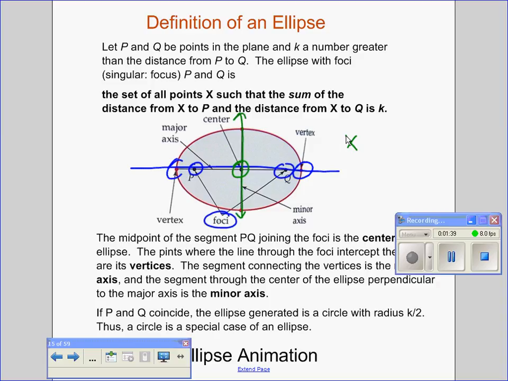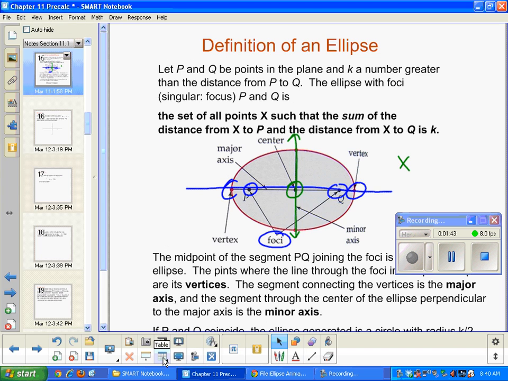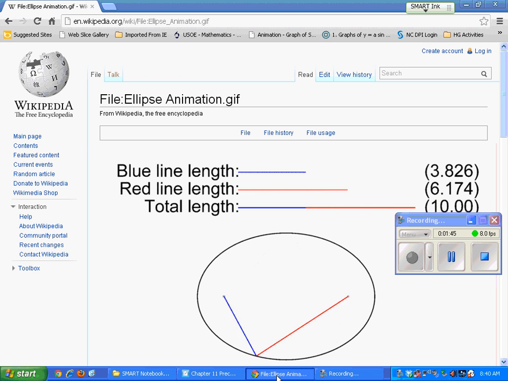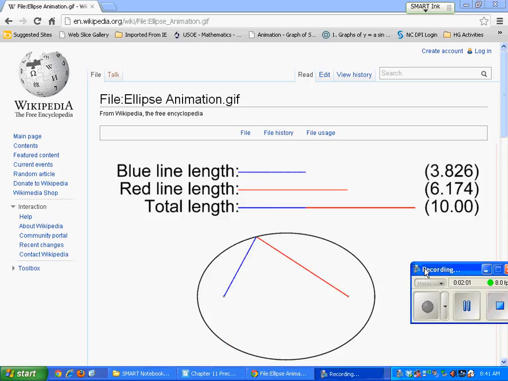And let's look at a quick animation of an ellipse so that you understand here. Here's an example. You can see that the red and the blue are changing as it comes up with different values along the path of the ellipse. But as those values change, you notice that the total length there stays at 10 the whole time. So there we have the definition of an ellipse.